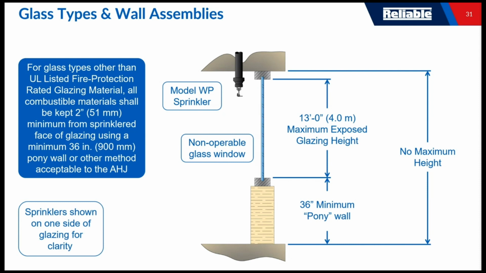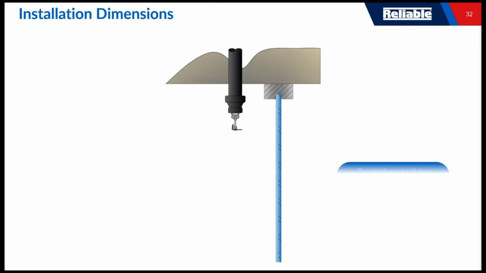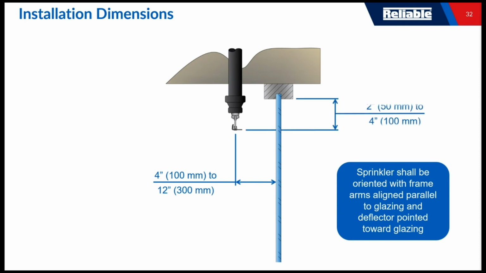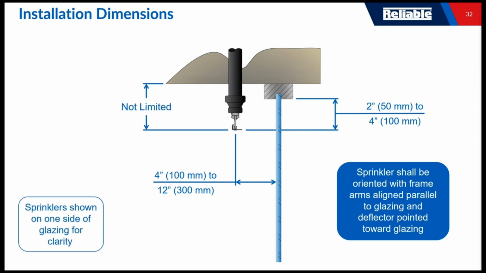The furnace that we showed you in that video only went up to a 13-foot maximum exposed glazing height. If we take a look at the installation dimensions for this product, you'll notice that it does stick down below the frame. We set the sprinkler 4 to 12 inches off of the surface of the glass, and we set it 2 to 4 inches down below that frame. And that allows us to have an easy path for that water to discharge, hit the glass, and then cascade down it. And again, there's no limitation for the deflector all the way up to the ceiling.